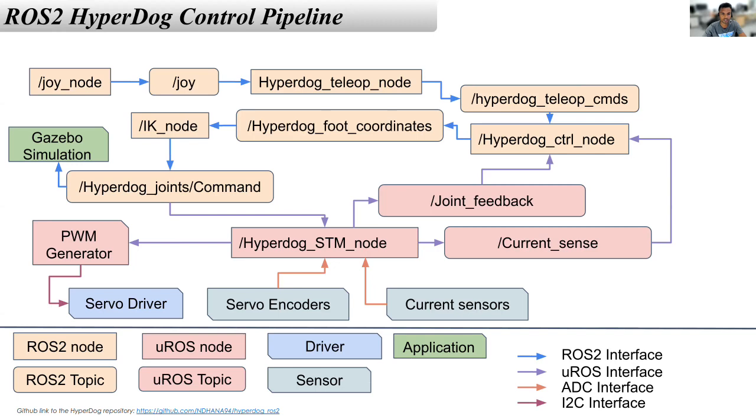The microcontroller controls the servo motors with the help of PWM drivers, and reads and processes servo motor encoder data and current sensor data, which are then published through the joint feedback and current sensor topics to the HyperDog control node. All the ROS2 and micro-ROS packages are open sourced and can be found in the link shown below.